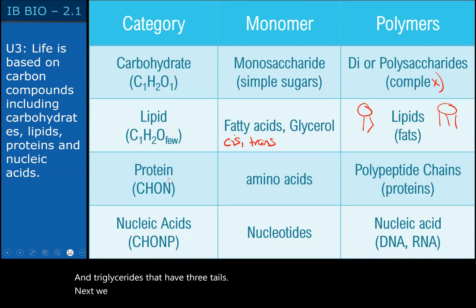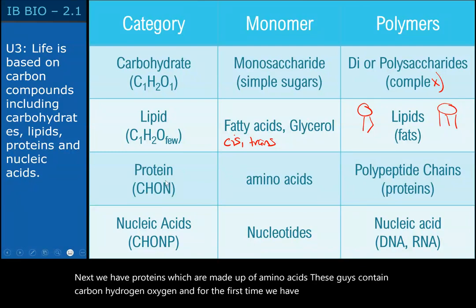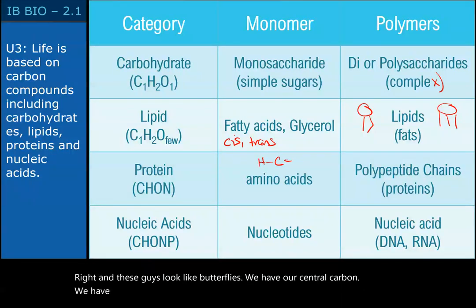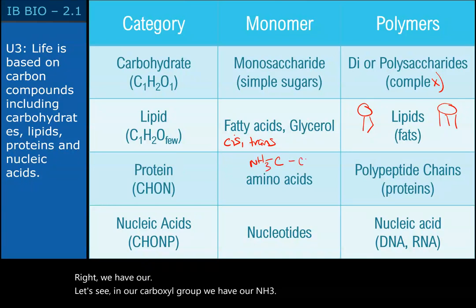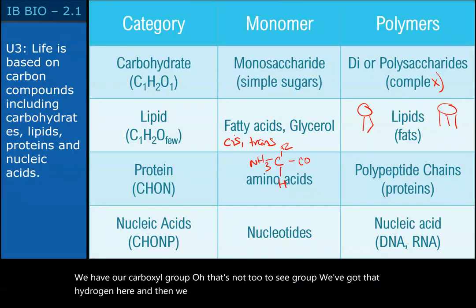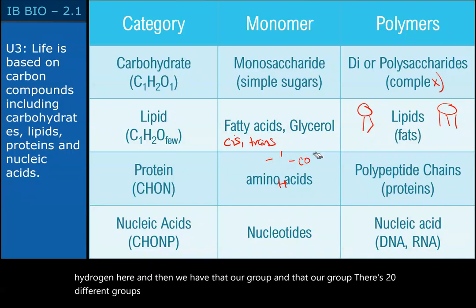Next, we have proteins, which are made up of amino acids. These guys contain carbon, hydrogen, oxygen, and for the first time, we have nitrogen, right? And these guys look like butterflies. We have our central carbon, we have some hydrogens. We have an amino group, NH3, right? We have our carboxyl group. It's a CO group. We've got that hydrogen here, and then we have that R group. And that R group, there's 20 different R groups. Don't worry, we'll learn more about that later. Just a quick reminder, these guys look like the butterflies.